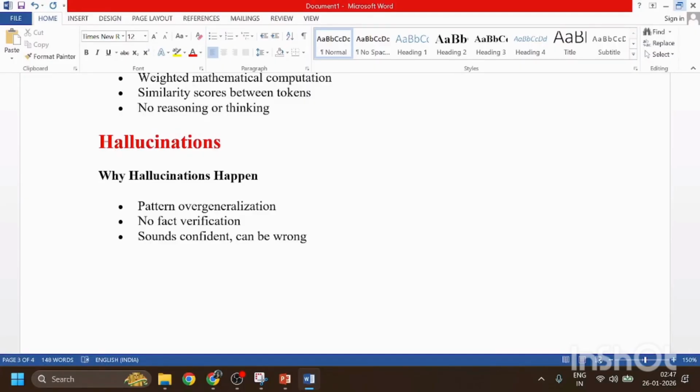This is why hallucination happens. The model may sound confident but still produce an incorrect answer. Attention cannot verify truth. It only predicts what looks like a plausible answer.